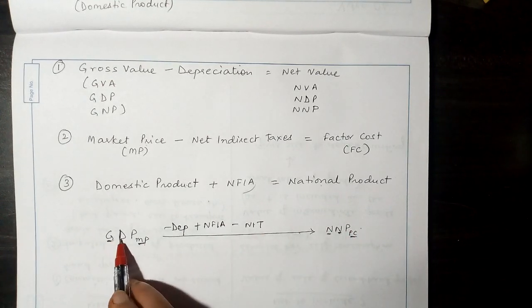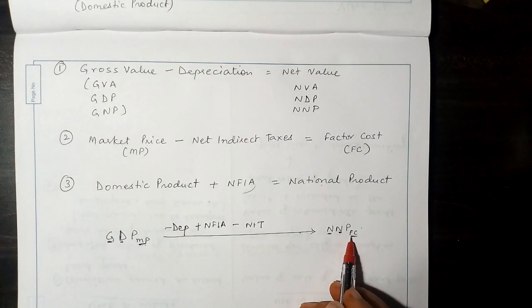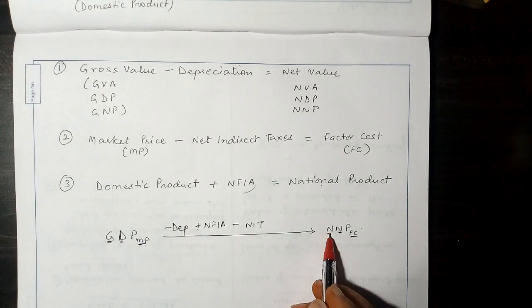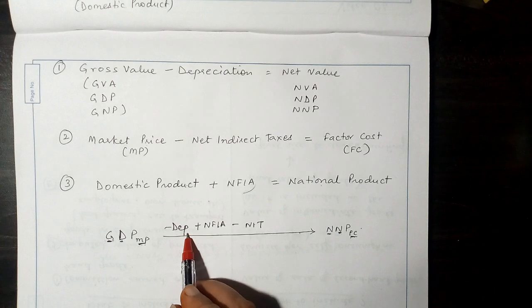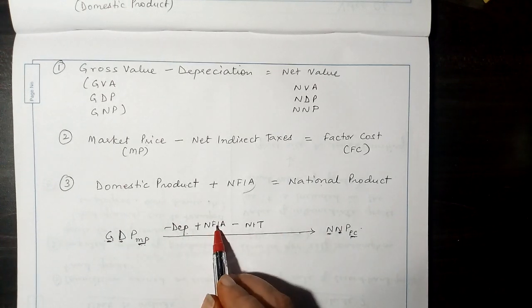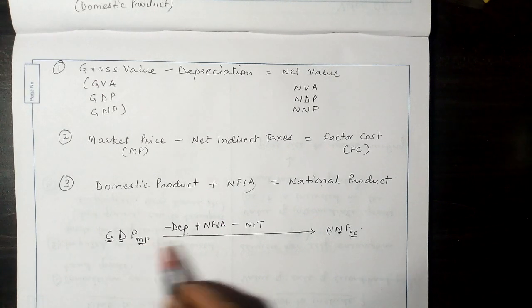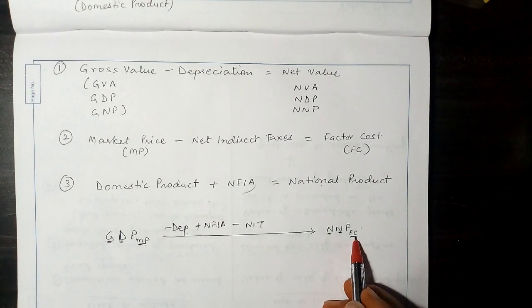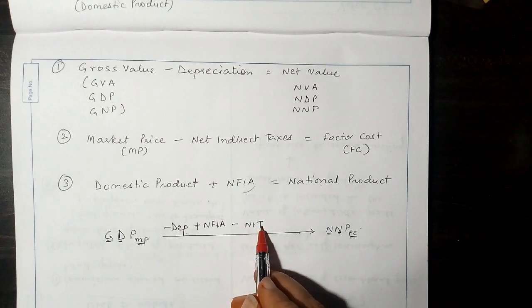So those are the three positions that we need to consider to arrive at the national income. Gross gets converted to net by subtracting depreciation. Domestic gets converted to national by adding NFIA, and market price gets converted to factor cost by subtracting the net indirect taxes.